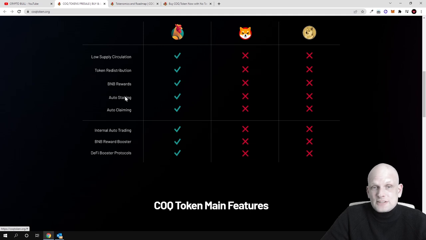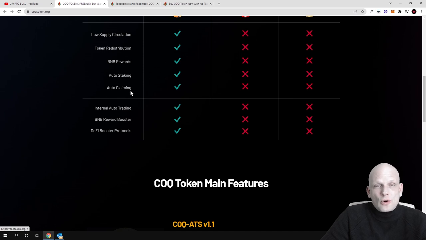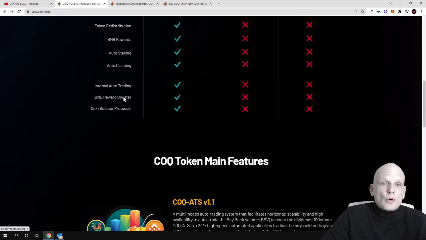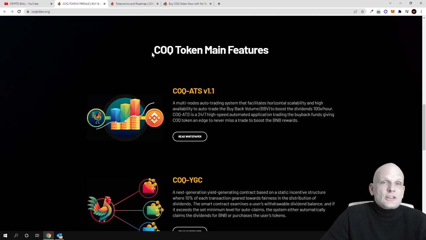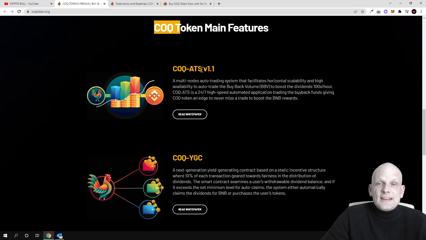And auto staking means that whenever you are hodling these COQ tokens in your wallet you are making profits. And auto claiming means that it is happening by itself automatically, it is getting added to your wallets. BNB reward booster, DeFi booster and protocols, guys. And here are other features of the COQ token. The COQ token main feature: COQ is ATS version 1.1, multinodes auto trading systems that facilitate horizontal scalability and high availability to auto trade the buyback volume, BBV, like auto trade buyback volume, to boost the dividends 100x per hour.